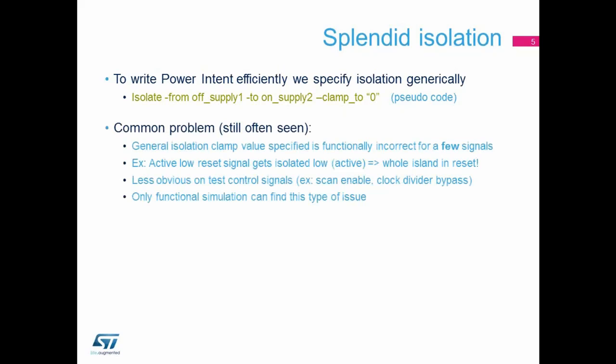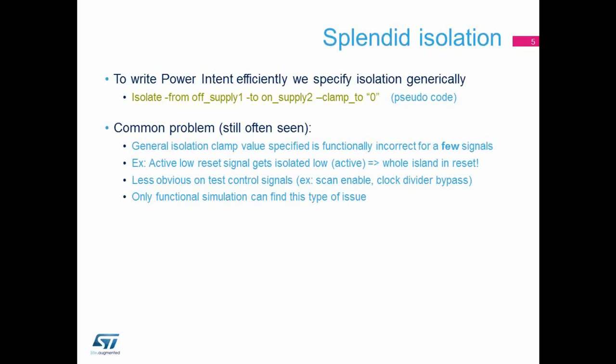A common problem, and one we've just seen again, it seems to come up on almost every SoC, is where the value that isolation clamps to, the generic value, applies to most of the signals, but you'll get a few signals where it doesn't apply, and often these seem to get forgotten. So, for example, the one I've given here, maybe an obvious one, is an active low reset, which gets clamped low and then puts the whole power island into reset.